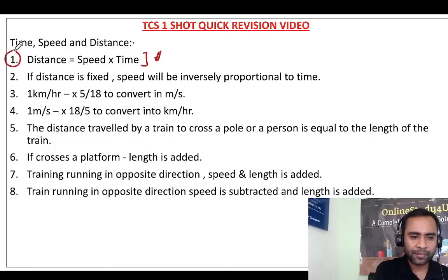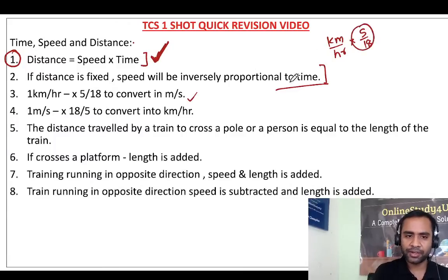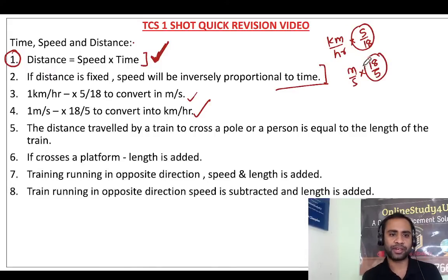Now, time, speed, and distance. Distance will be equal to speed into time. If distance is fixed, speed will be inversely proportional to time. If any data is given in kilometer per hour, and you have to convert it to meter per second, multiply by 5 by 18. If any data is given in meter per second, and you want to convert into kilometer per hour, multiply by 18 by 5.